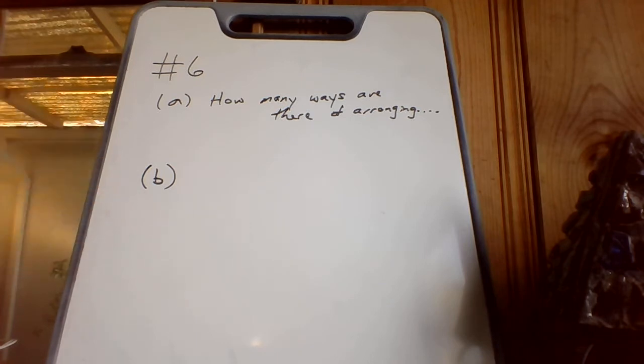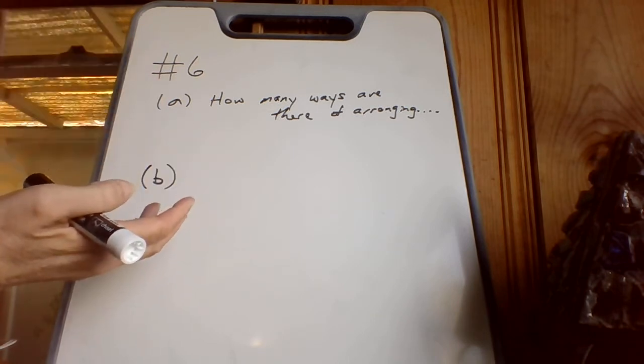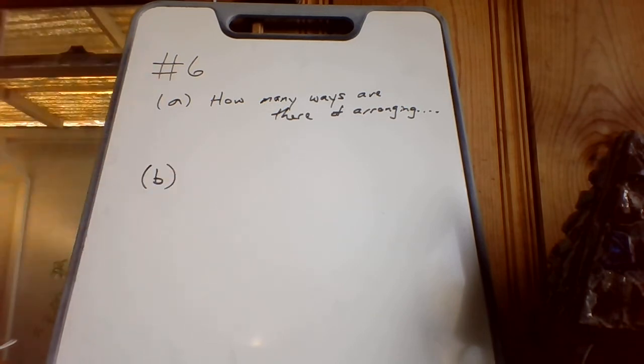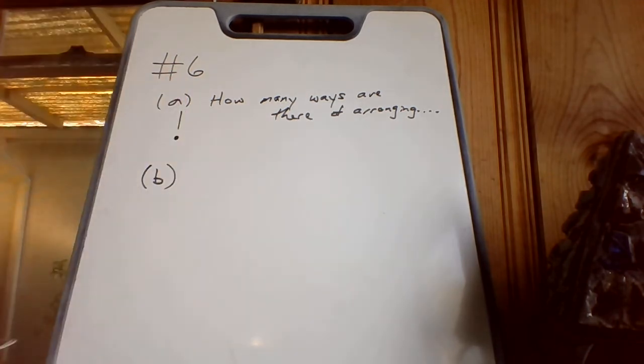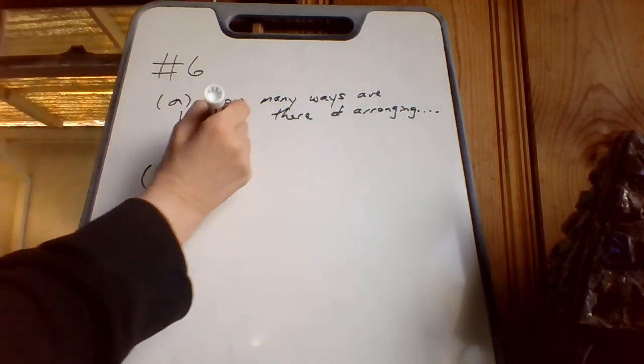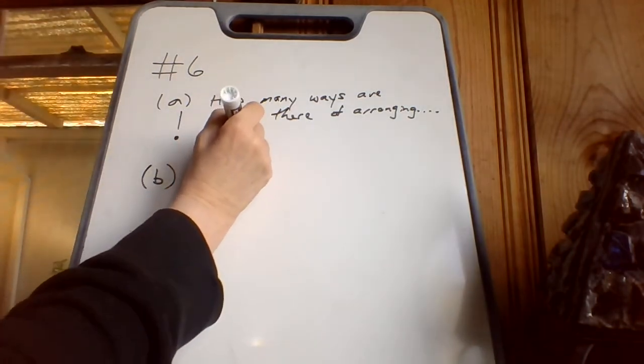If it said how many ways are there of choosing 2 cars out of the 5, you've got to choose. You're going to leave some behind. But when you've got all of them and you've got to arrange all of them, that's where factorial is. So how many ways are there of arranging, that always ends up with me having to use that factorial button. Now in this case, it's how many ways are there of arranging 5 cars in 5 slots.